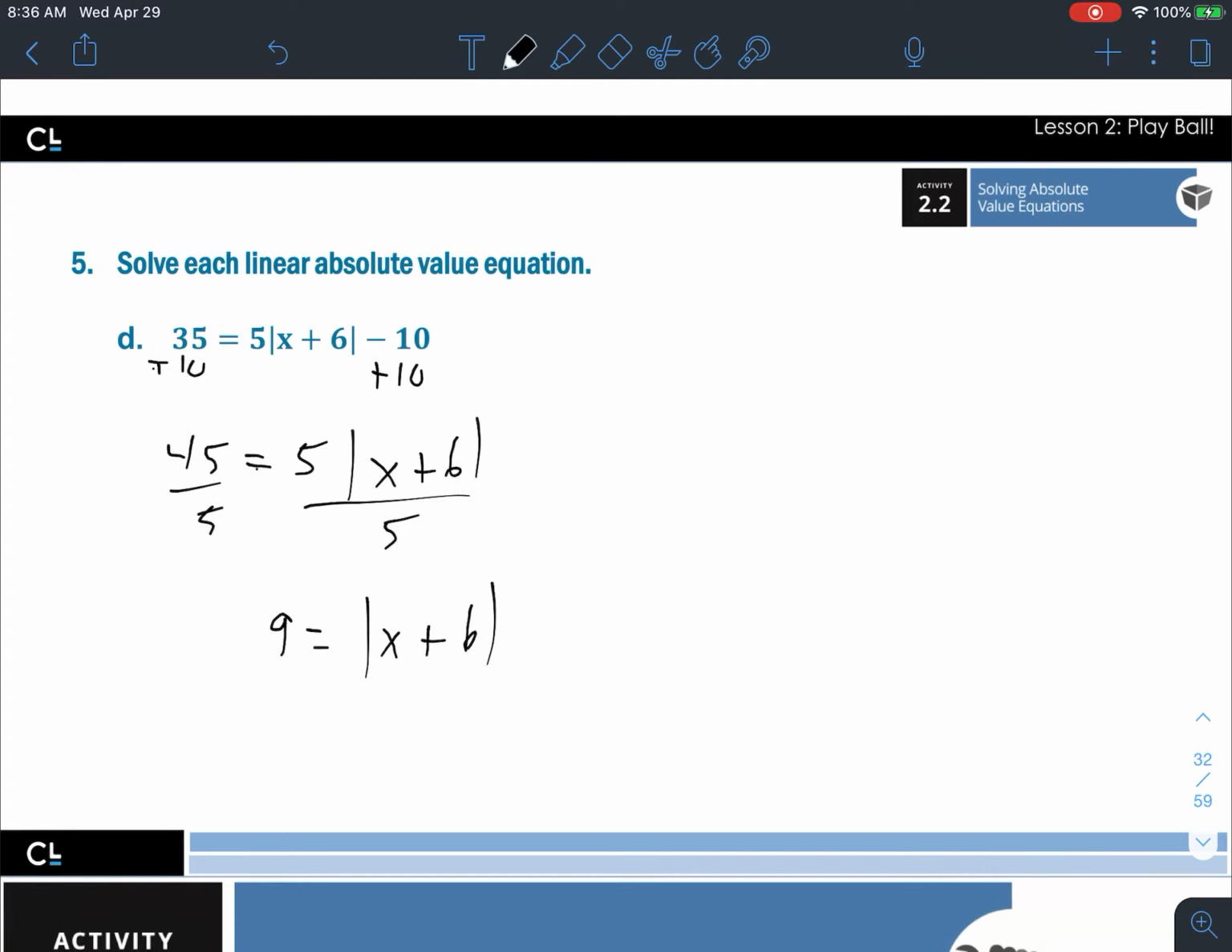Okay, so we know that a number plus 6 is going to give us 9, so we should know 3 plus 6 gives us 9. So our x can equal 3.